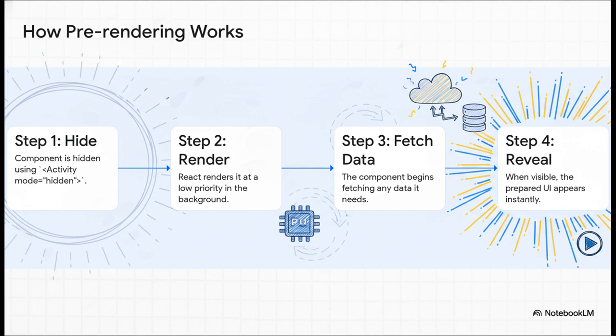Let's walk through it. First, you render your component inside an activity tag, and you set its mode to hidden. Simple. Now, even though it's totally invisible, React starts rendering it in the background at a low priority. And here's the key. This means the component can start fetching its data right away. So by the time the user actually clicks to show that UI, guess what? The data's already there. The component is ready to go. It just pops into view instantly.